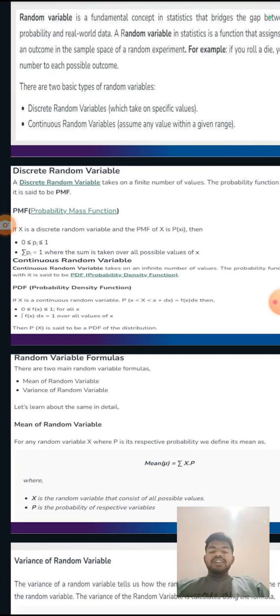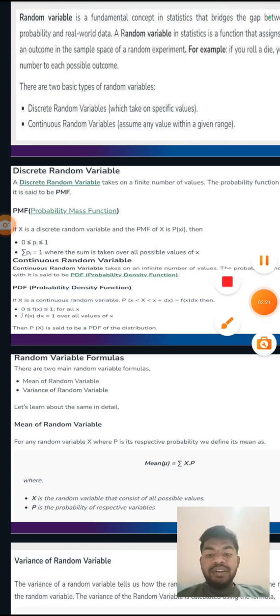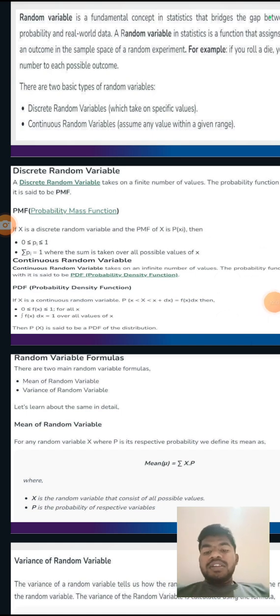If x is a discrete random variable and the probability mass function of x is P of x, then P of x lies between 0 and 1. P is nothing but probability, so the probability is greater than or equal to 0 and less than or equal to 1. The summation of the probabilities is equal to 1, where the sum is taken over all the possible values of x.